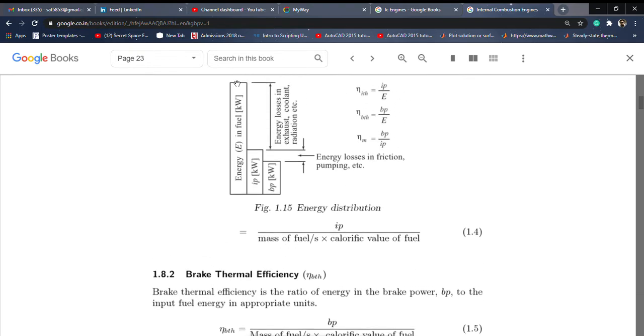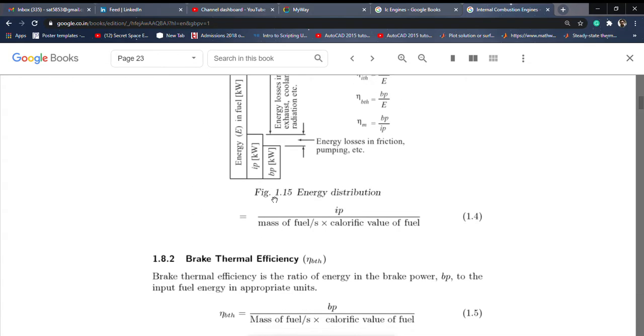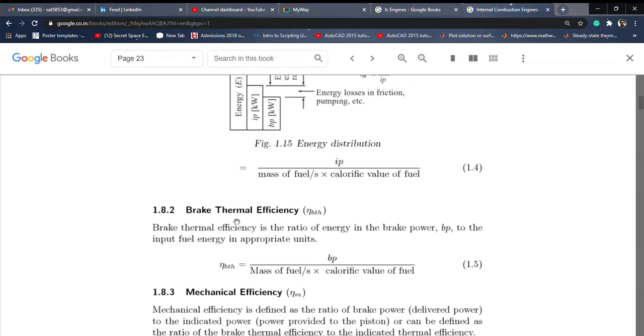You can also see here these three terms that we'll discuss. Brake thermal efficiency is the ratio of energy in the brake power to the input fuel energy in appropriate units. So whatever brake power you have, divided by the energy of fuel, the same, mass of fuel into calorific value of fuel, the units are the same. Its calorific value is kilojoule per kg, and mass of fuel is kg per second.